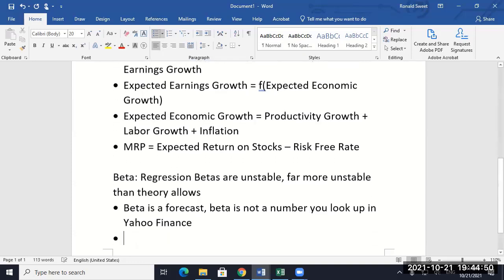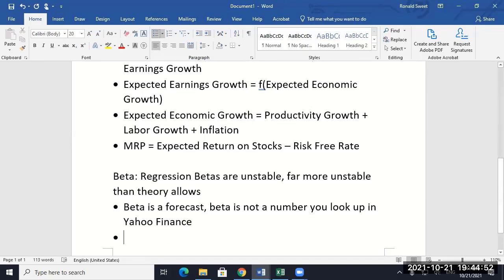Beta is not a number you can look at. Why not? Because Yahoo Finance is what? It's a regression beta using monthly data for the last 5 years. So it's just one point in time. Has anything unusual happened the last year that might distort beta calculations? Maybe so, right? So you can't just look up your beta in Yahoo Finance, although I think probably 90% of finance students do. You can't.